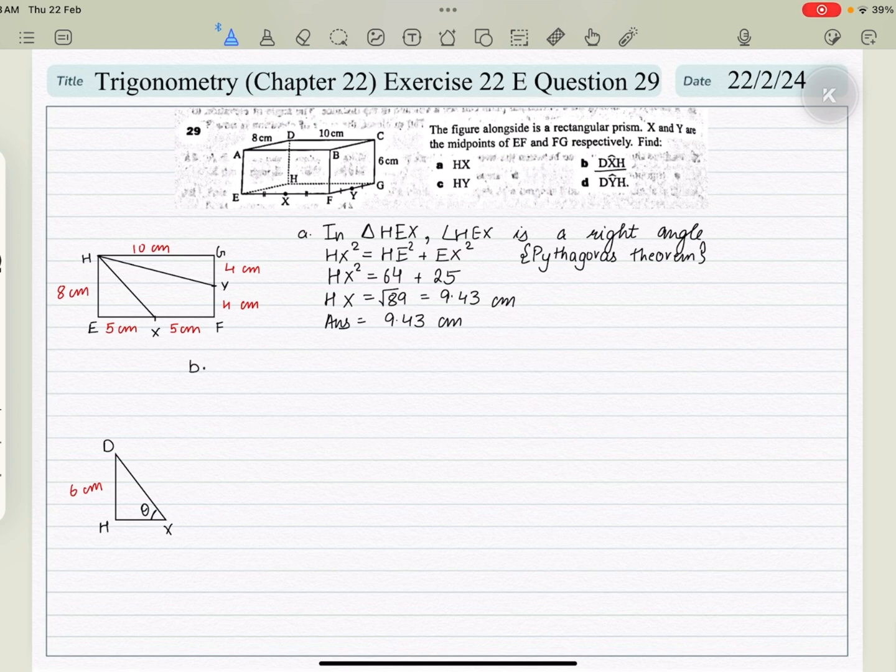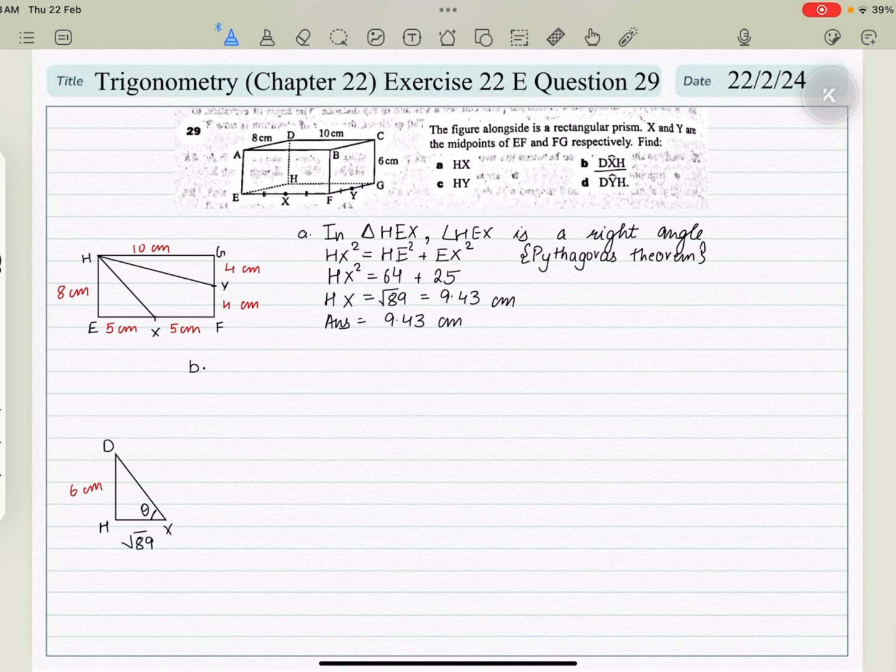angle DXH. Now, if you look at this triangle over here, you can't really see it clearly. So I pulled out this triangle and made it over here. So we know DH because in a rectangle opposite sides are equal, so this is 6 centimeters, and we know HX now, that is equal to root 89. You can write 9.432, but I'll write root 89.